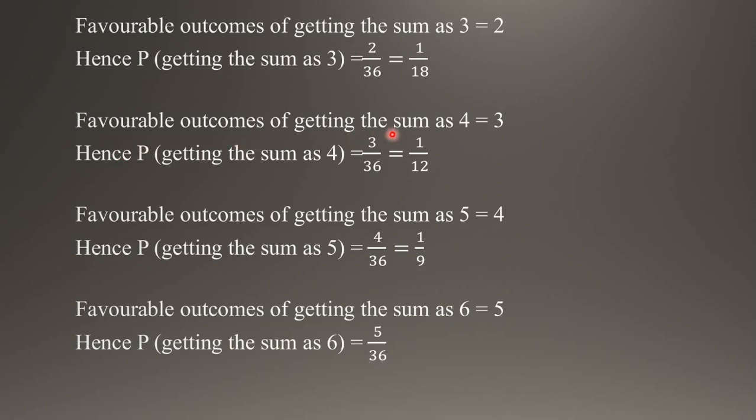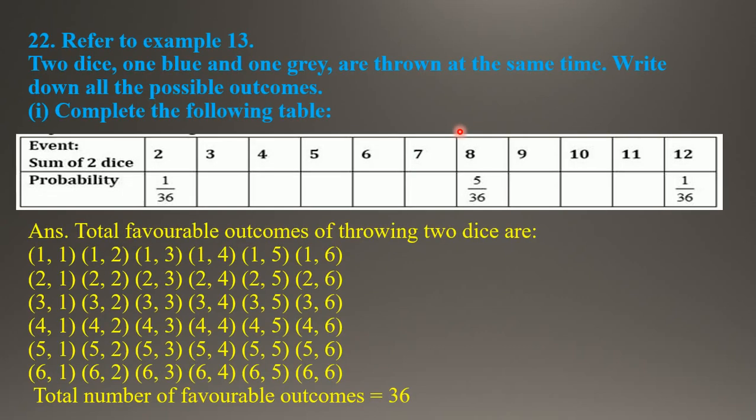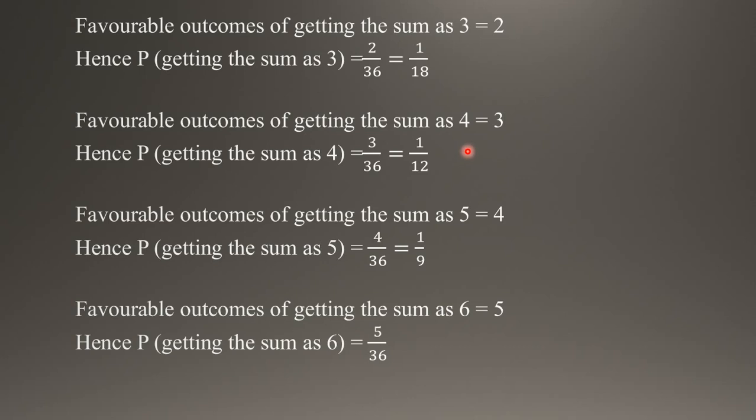Similarly, favorable outcomes for getting the sum as 4: (1, 3), (2, 2), (3, 1). That is 3 upon 36, which is 1 upon 12. Similarly, you can find for getting a sum as 5: (1, 4), (2, 3), (3, 2), (4, 1). How many? 4. 4 upon 36, 1 upon 9.